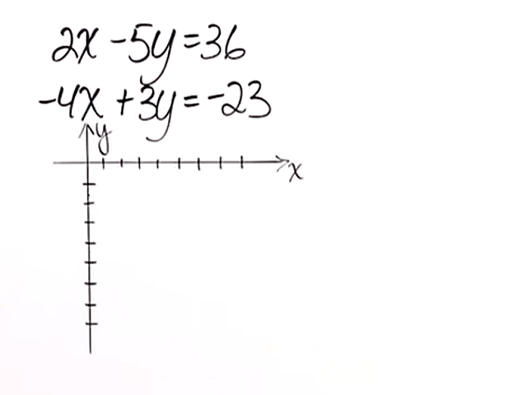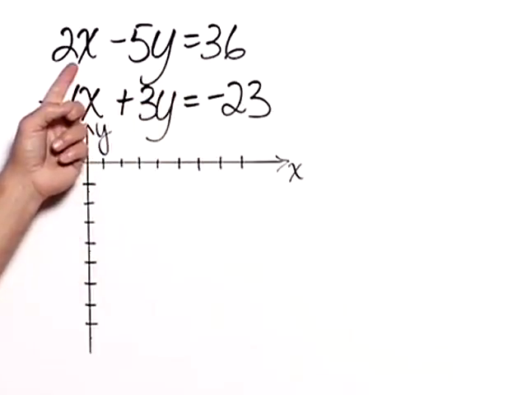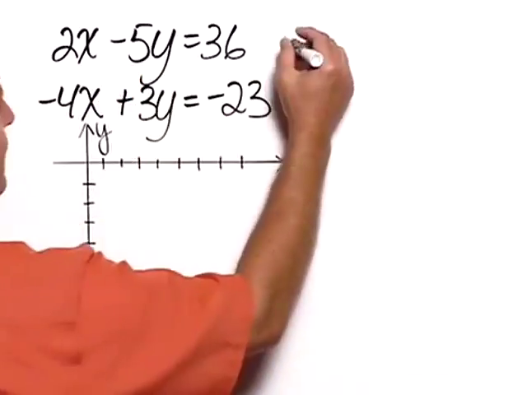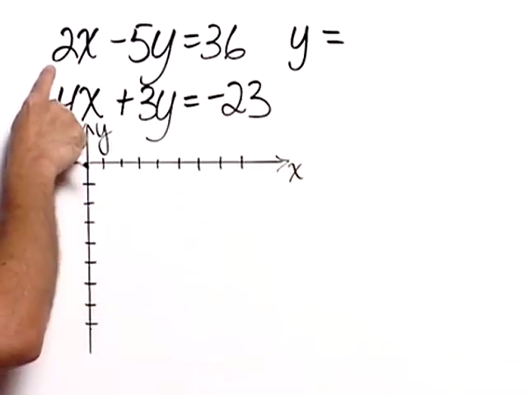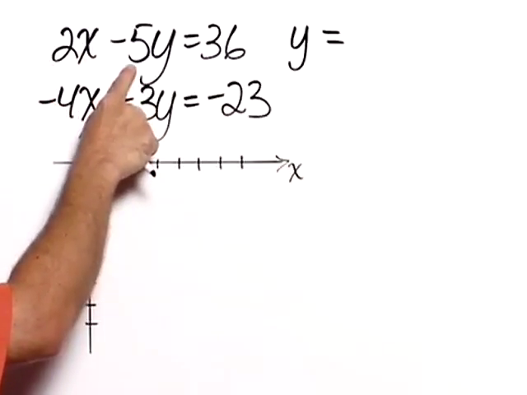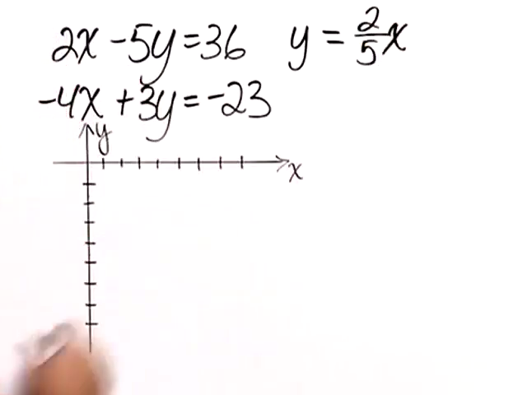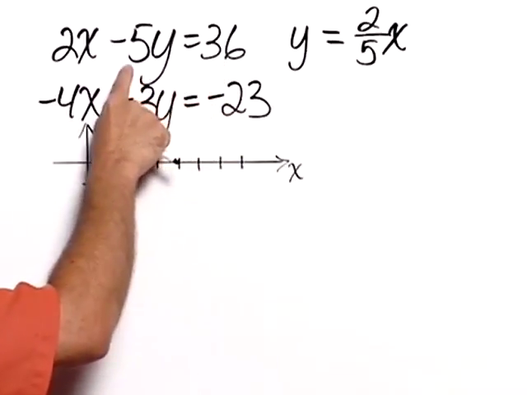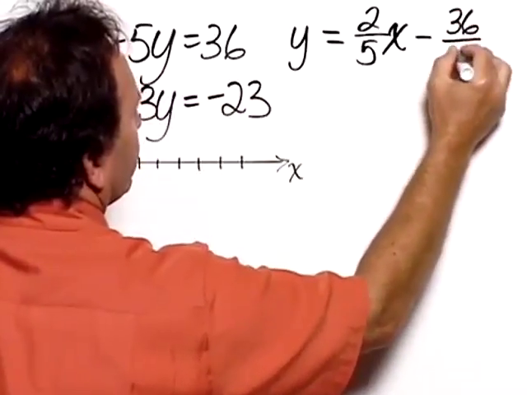To graph these, let's put them in slope-intercept form. So for the first equation, we would have to subtract 2x from both sides. Then we would have to divide by negative 5. That result is y equals, well, again, it's a negative 2 divided by a negative 5. That's going to be positive 2/5 x. Then we're going to divide a positive 36 by a negative 5. So that's negative 36/5.